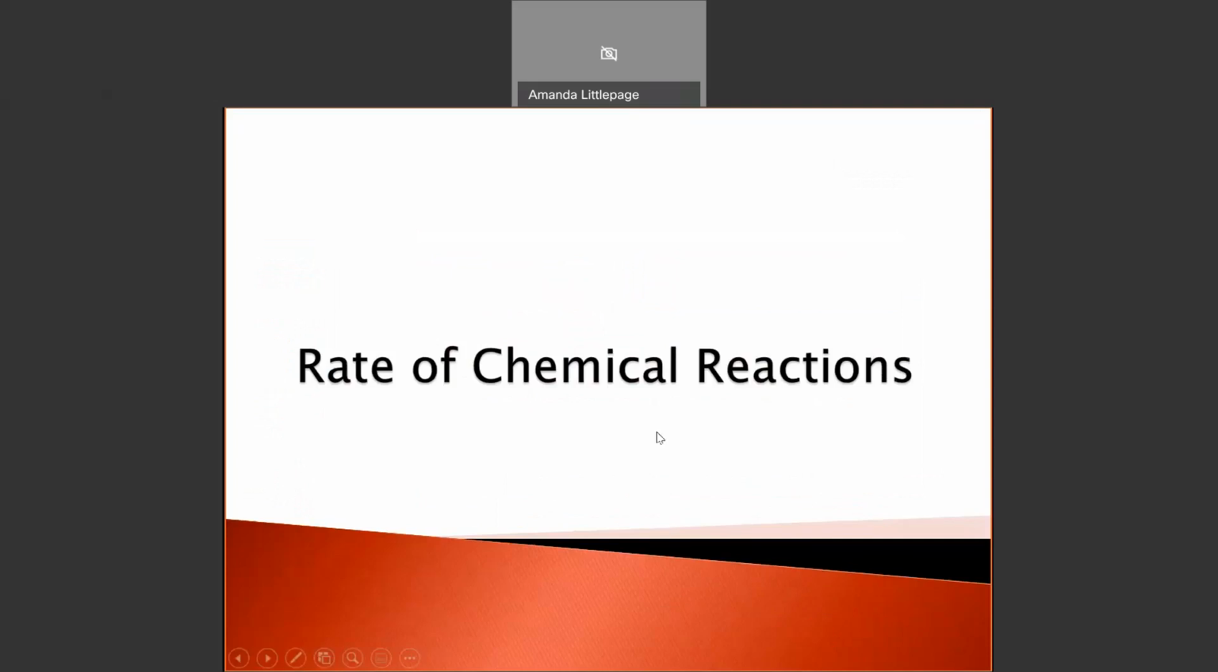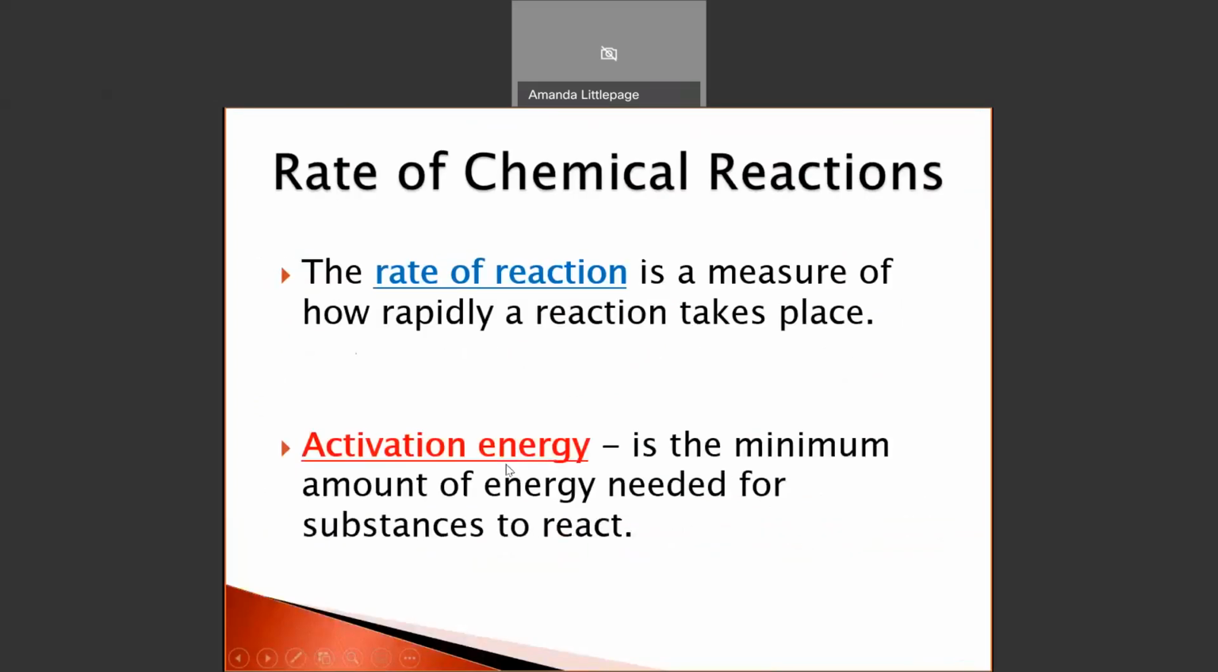There are four main things we're going to be talking about and focusing on today and in the review activity. The rate of a reaction is how quickly or slowly it happens, how rapidly it's going to take place. In terms of reactions, there is something called the activation energy, and this is the amount of energy required for a reaction to take place. Some require higher amounts of activation energy than others.